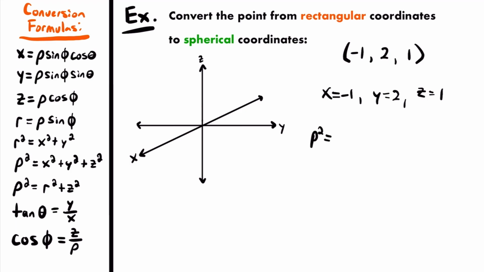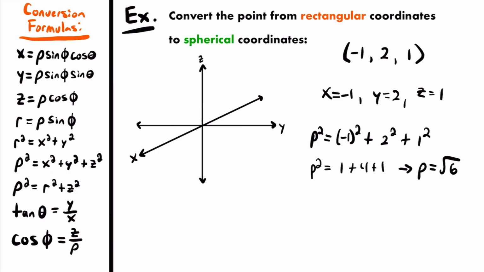Rho squared is equal to x squared, so negative 1 squared, plus y squared, which will be 2 squared, plus z squared, which will be 1 squared. Now simplifying, rho squared equals 1 plus 4 plus 1. So rho squared equals 6, which means that rho equals the square root of 6. And it will just be the positive square root of 6, not plus or minus. Remember, rho will always be positive. That's how it's defined. And then let's move on to finding theta.